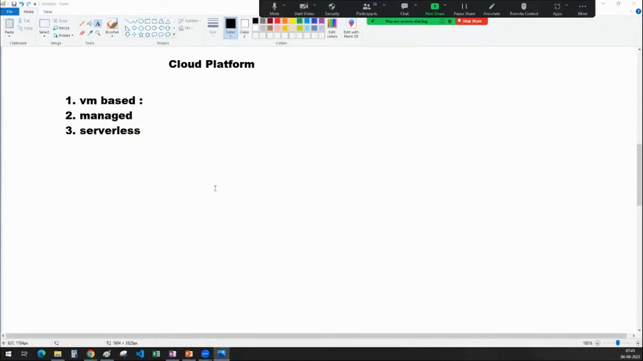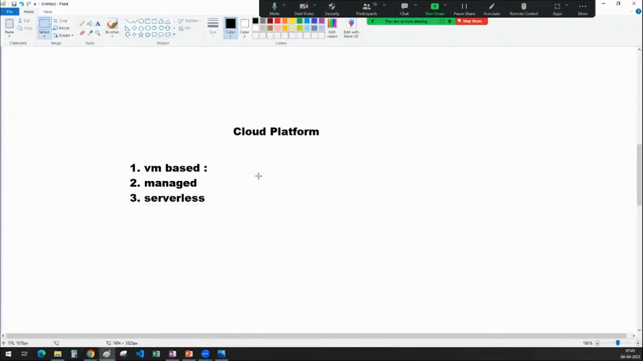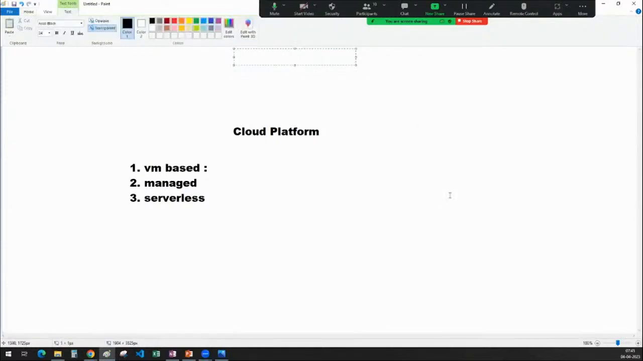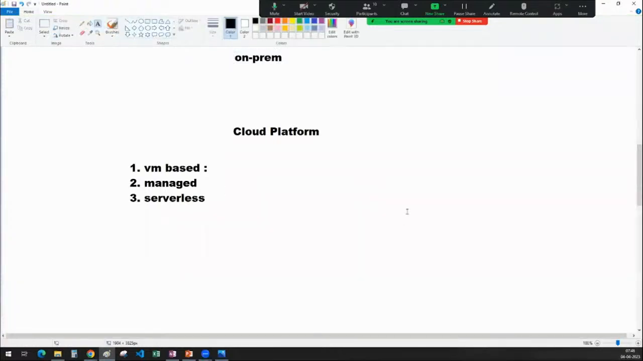Sorry guys, I'm back now. So there are three categories in the cloud platforms. One is VM based, managed, and serverless. But before this one, if you want to understand, there is one more category which is not a cloud platform, that is a non-cloud platform, which we call on-premises, right? So we have one more thing, that is on-premises. It is not a cloud. In on-premises, if you want to work with any application development, you have to manage your physical infrastructure.